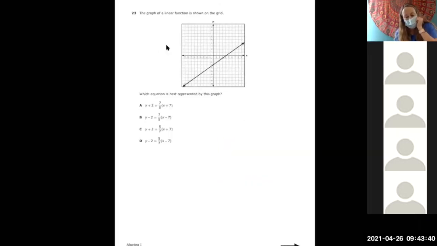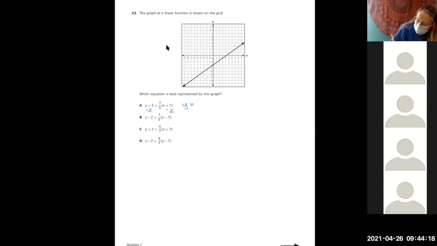So the graph of the linear function is shown on the grid. Which equation is best represented by this graph? Okay, so a lot of people would automatically go and try to plug these into y equals. The problem is that these problems are not solved for y. In order to plug them into y equals, the equation has to be straight up y equals. And on all of these, they either have y plus 2 or y minus 2 on the side. So what we have to do to plug these into the calculator is we have to solve for y on each of them. So I'm going to subtract 2 from both sides for this one.